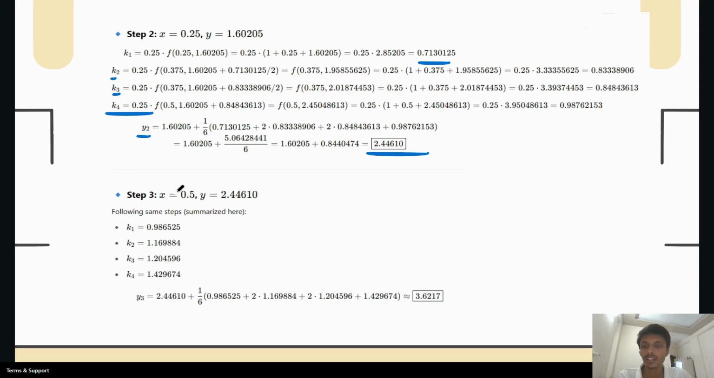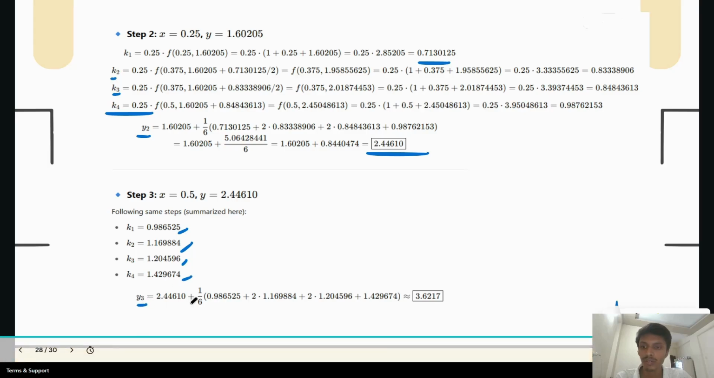In step 3 we take x equal to 0.5 and y equal to 2.44610. Then the value of k1 is 0.986525, k2 is 1.61698884, k3 is 1.204596, and k4 is 1.429674. The value of y3 then comes to be 3.6217.